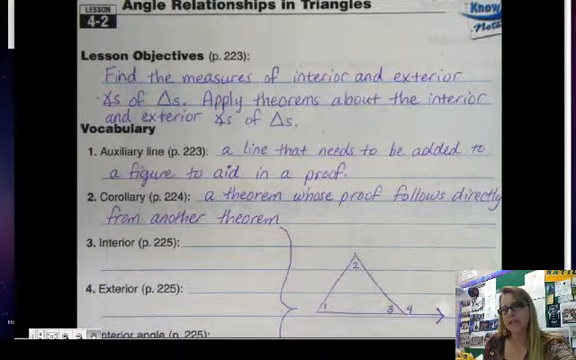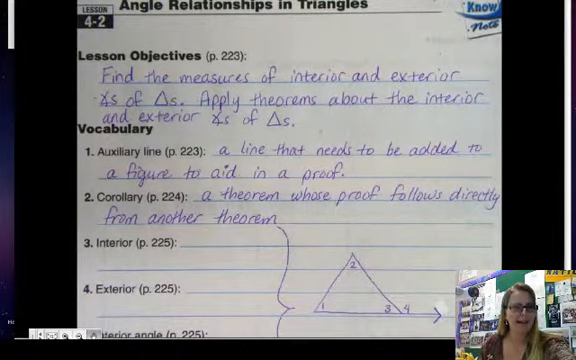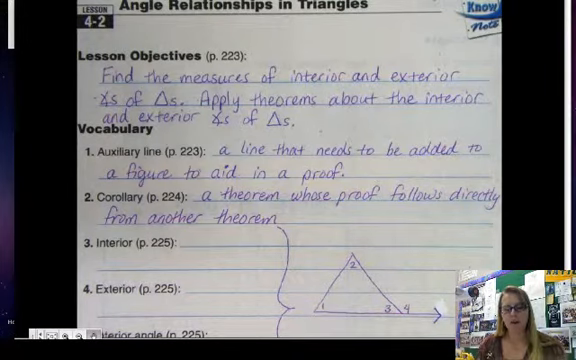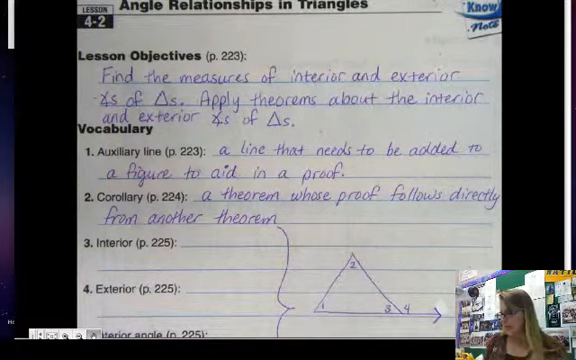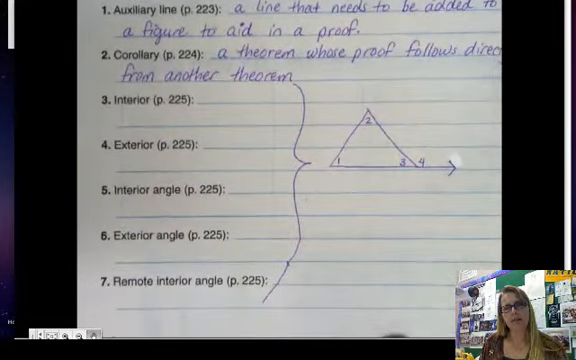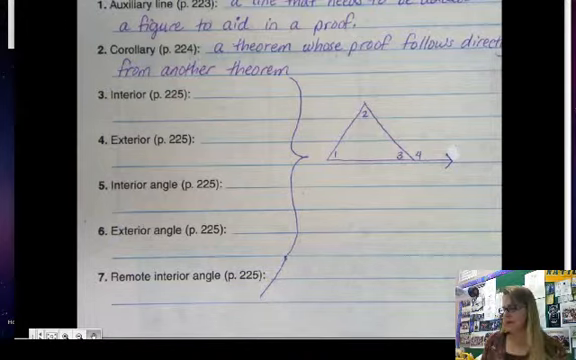An auxiliary line is a line that needs to be added to a figure to aid in a proof, and I'll show you an example of that in a few minutes. A corollary is a theorem whose proof follows directly from another theorem. And these vocabulary terms, I drew a picture to help us out.